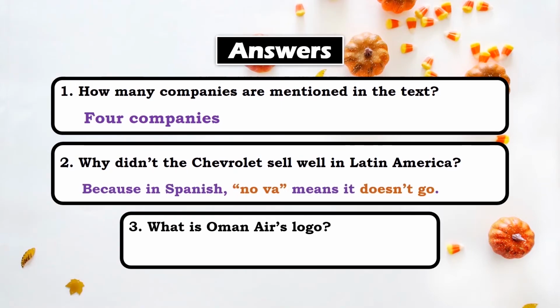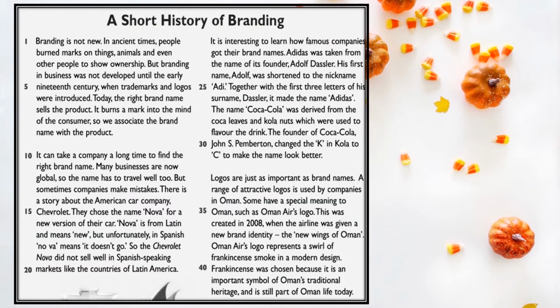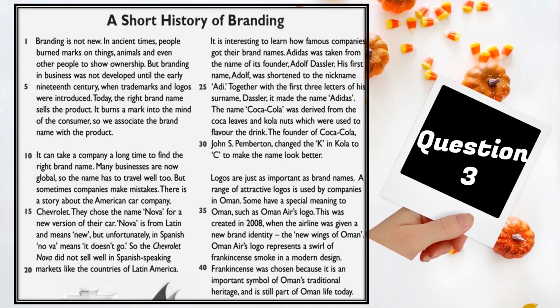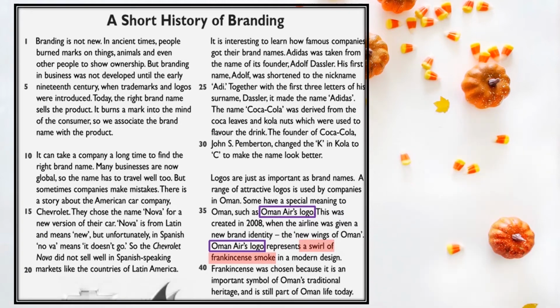Remember that we need to find a description of Oman Air's logo. In the same way, we look for a specific description in a different part of the text. And here we are. Oman Air's logo is a swirl of frankincense smoke. Good.